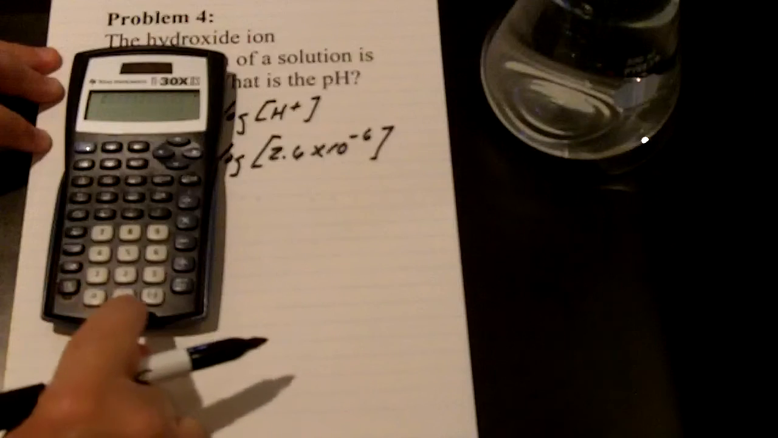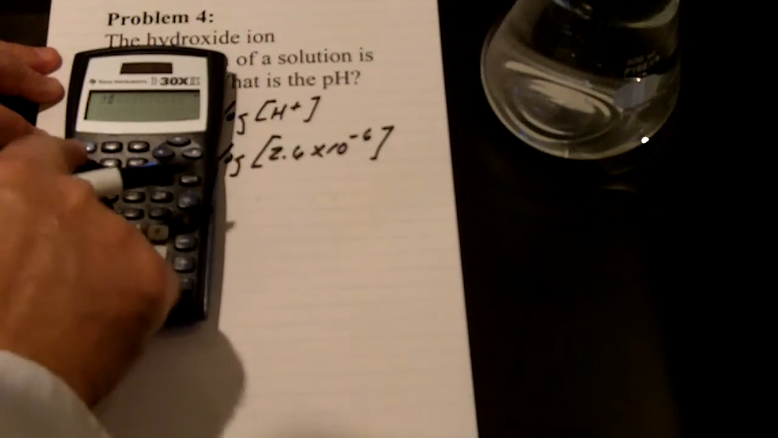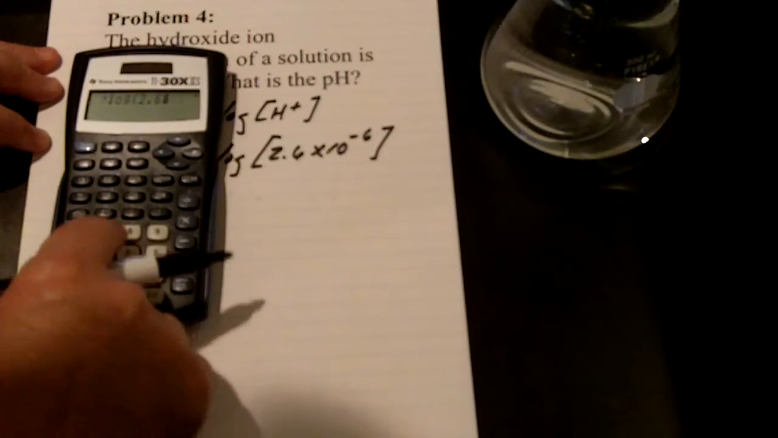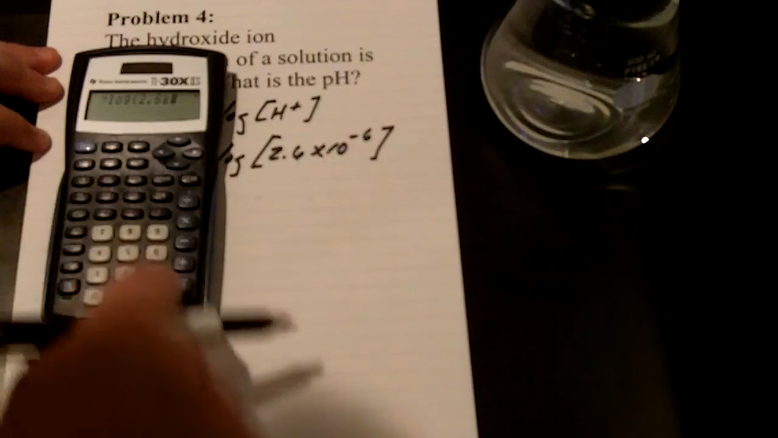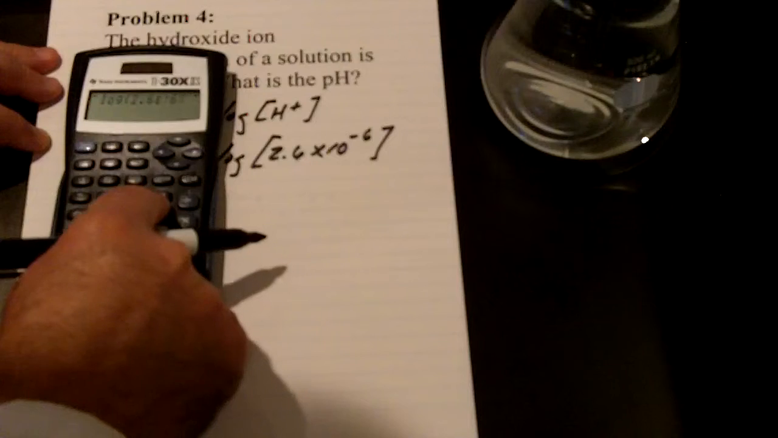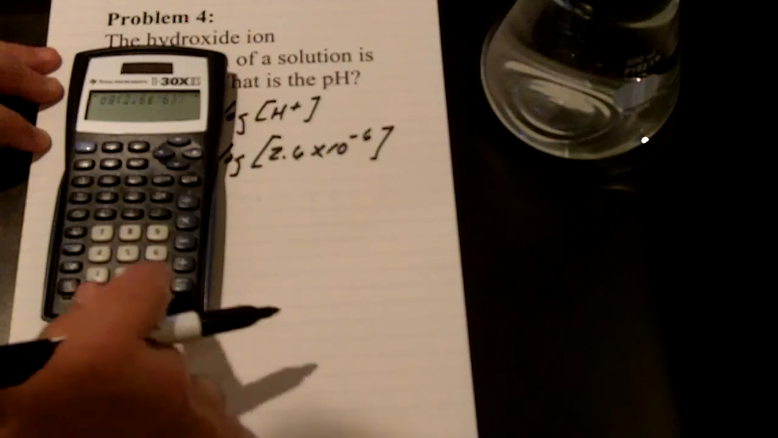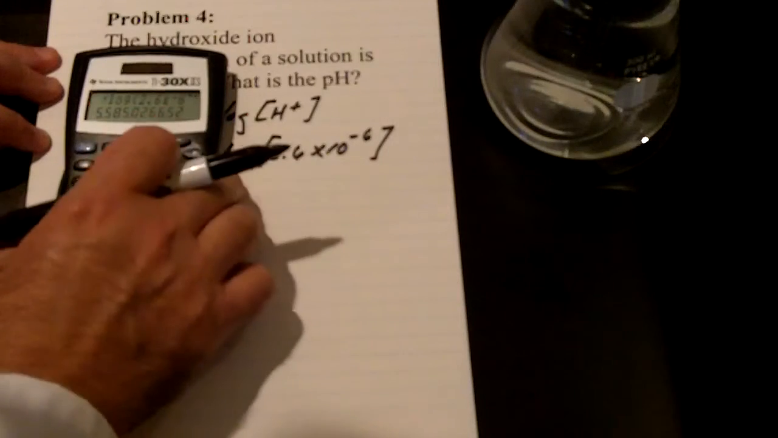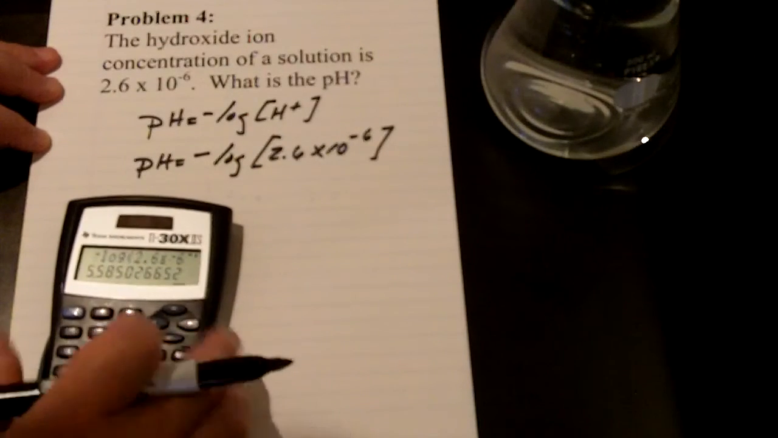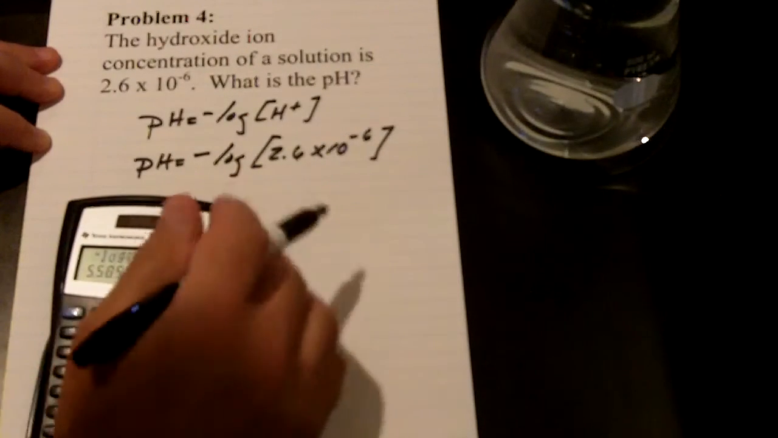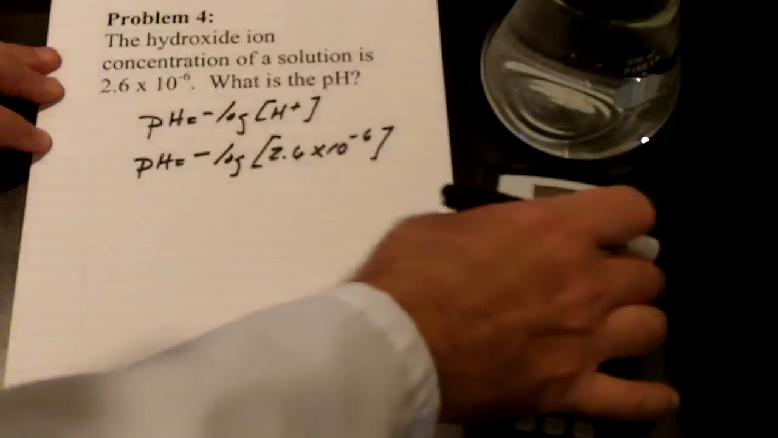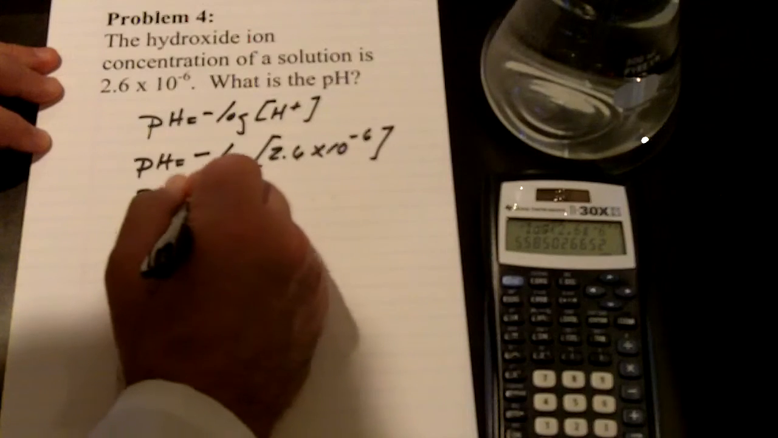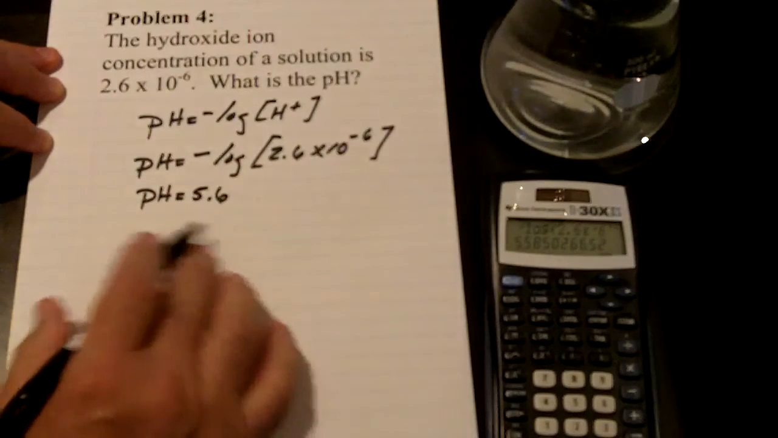So I'll put in minus log, be careful, not ln, but log, 2.6 second EE negative 6, close the parentheses. That's equal to, I get 5.585, but I'm going to take only 2 significant digits, so I'm going to call that 5.6. So the pH is 5.6. pH is equal to 5.6, and I've got my answer.